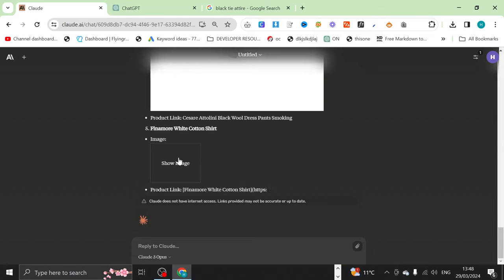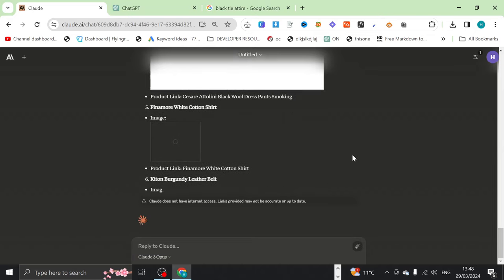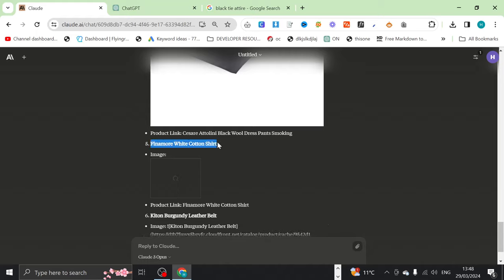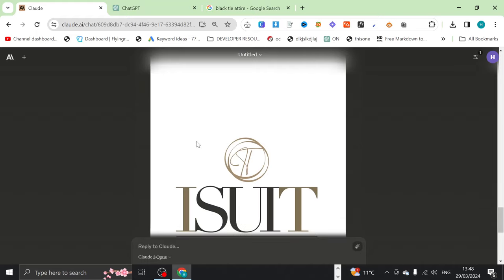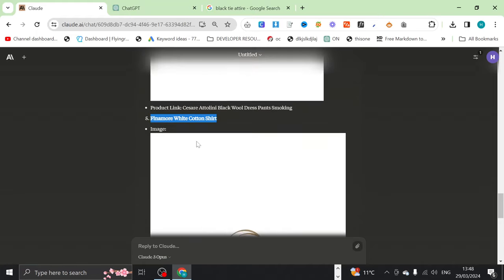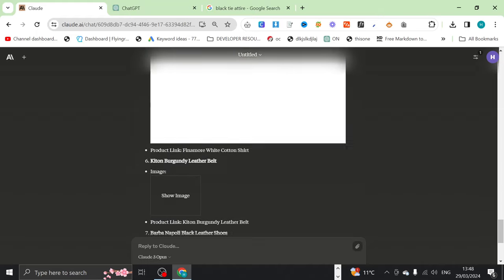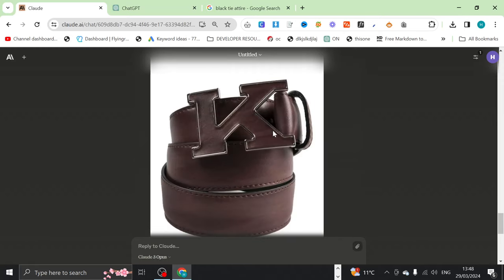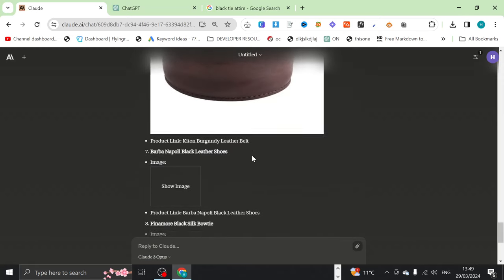3 out of 10. They are a pair of Cesare Attolini wool smoking pants. That's completely fine. Let's see if this white shirt works. It's kind of hard for Claude to know whether this is just a plain white shirt or not, so we'll give this a pass, because it does say Finamore white cotton shirt, which is technically correct. So that's 4 out of 10. Burgundy leather belt, you could definitely wear this. So that's 6 out of 10.